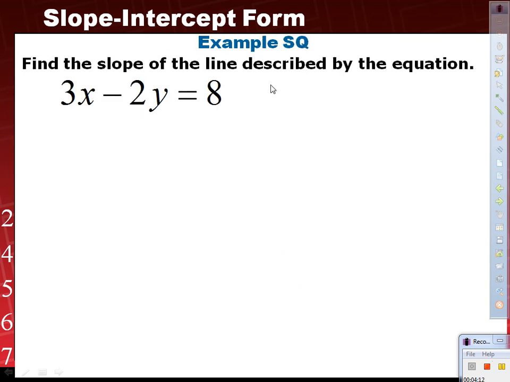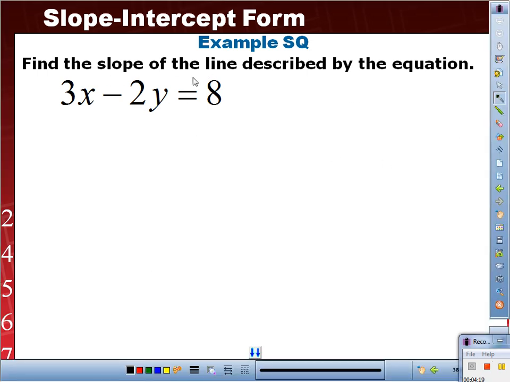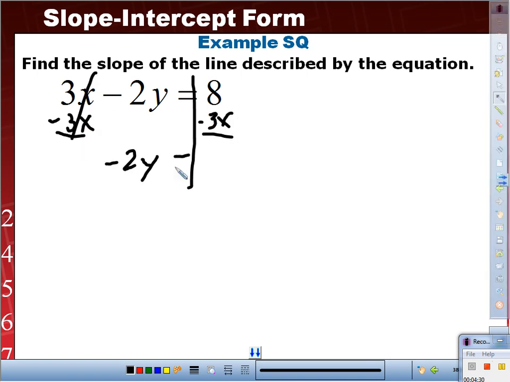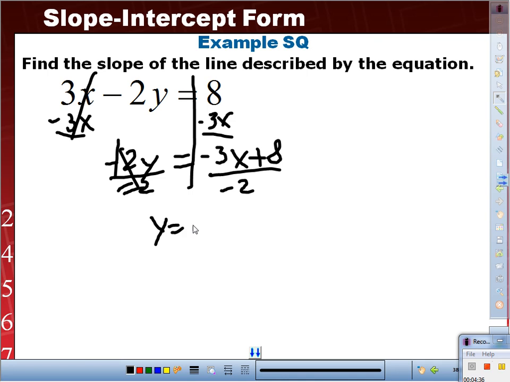And then we got to this one. Before you left yesterday, I said, they're going to give you something like this where they're asking you for the slope, but I said, this one, you need to solve for y in order for you to have it in slope-intercept form. You guys remember that? So therefore, we subtracted 3x from each side. We get negative 2y equals negative 3x plus 8. Divide by negative 2.